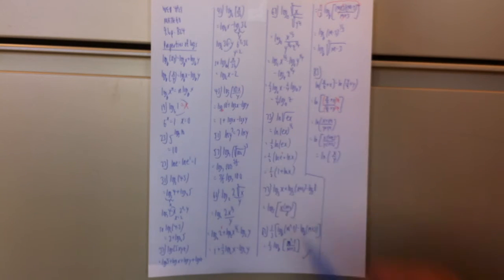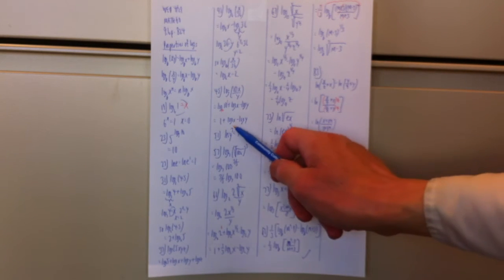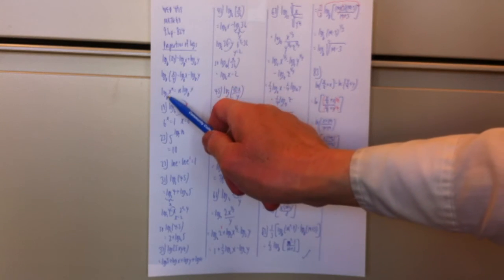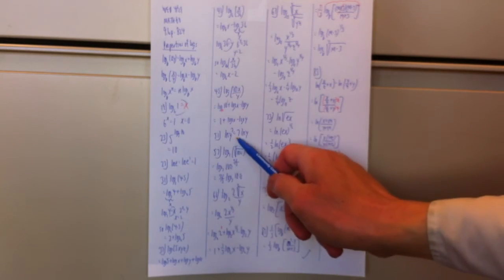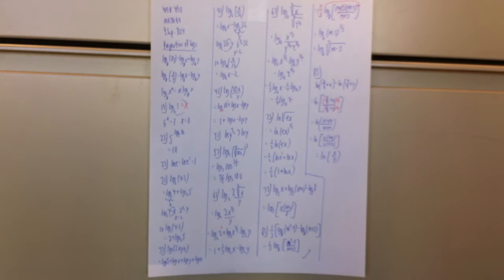51 says ln of y to the 7th. All you do is simply move the 7 out in front, so I'm using this property here. The exponent just comes in front, so 7 natural log of y. Again, ln stands for natural log or log natural. The base is e in that particular case.